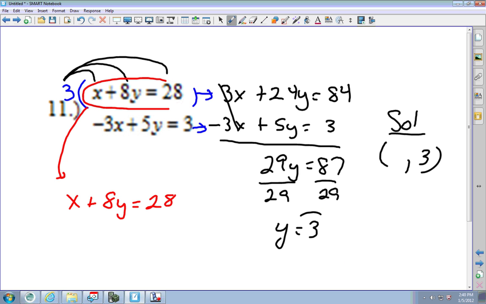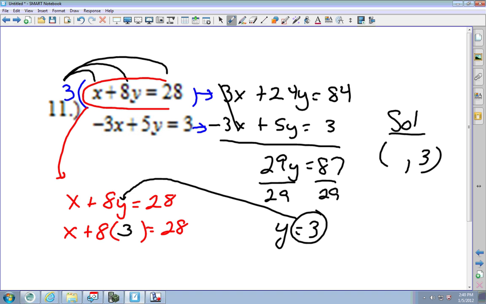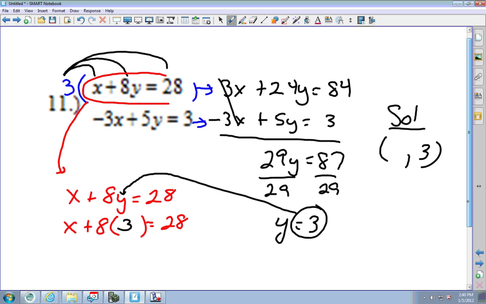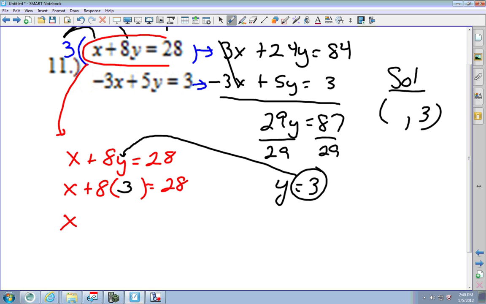So y is 3. I'm going to come up here and put this in here for y. X plus 8 times y. Y is 3 equals 28. Move this down a little bit. X, 8 times 3 is 24 equals 28. I'm going to subtract 24 from each side. X equals 4. There's my solution.